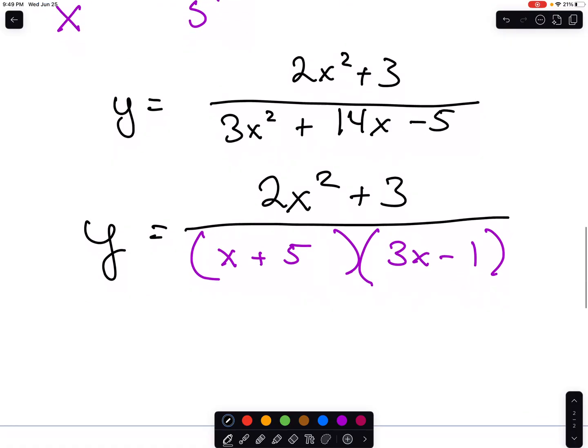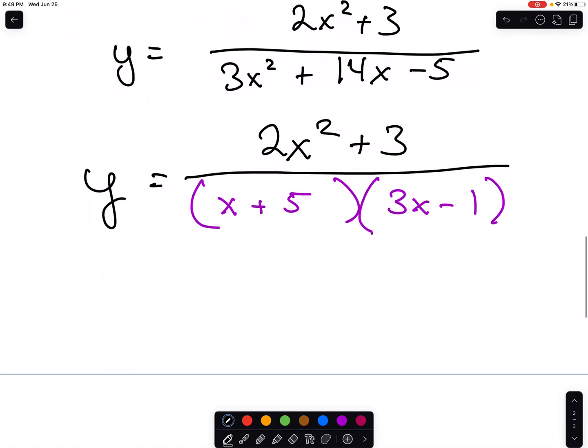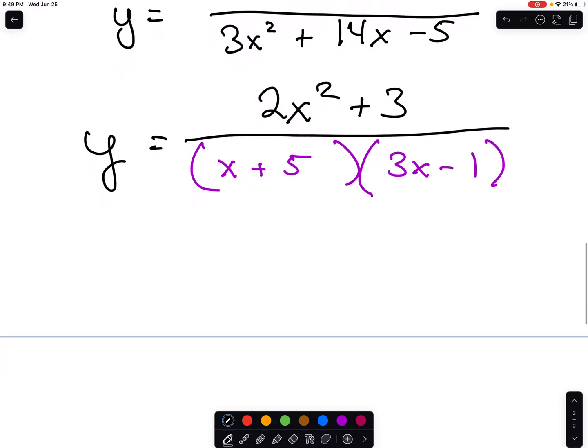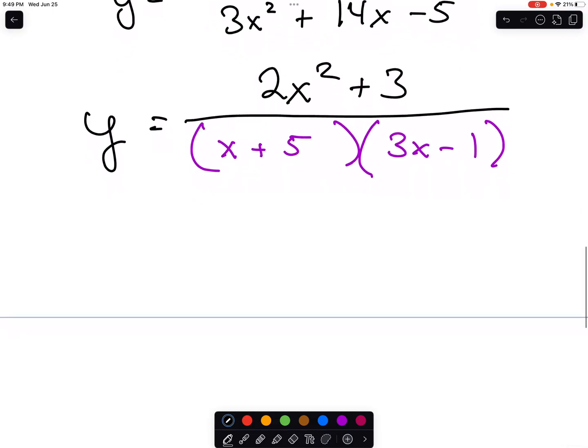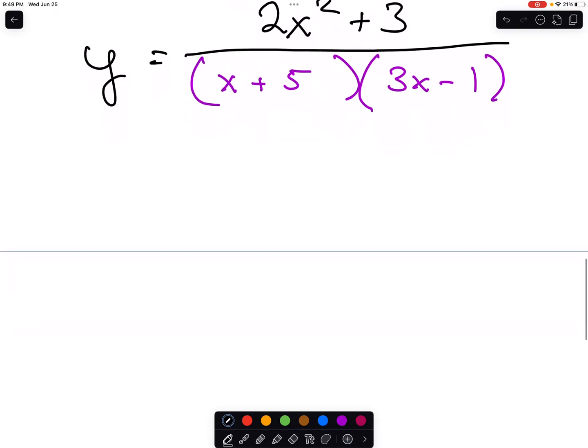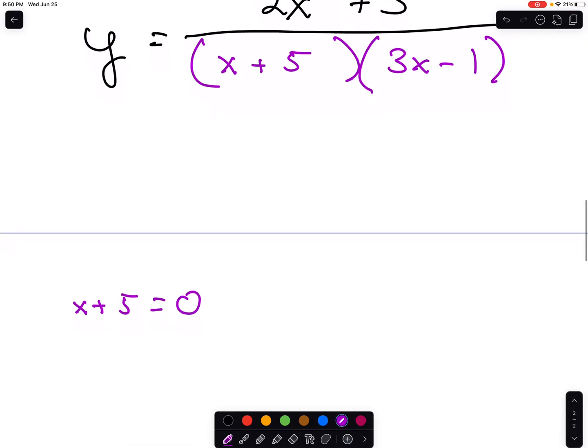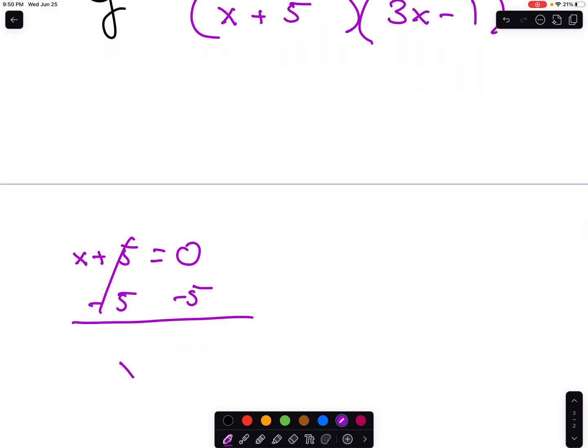So now that we have the denominator factored, if we want the vertical asymptotes, we want to find the values of x that make the denominator 0. So we set each factor to 0 and solve, right? If we set x plus 5 equal to 0 and subtract 5 on both sides, x equals -5. That's one of them.